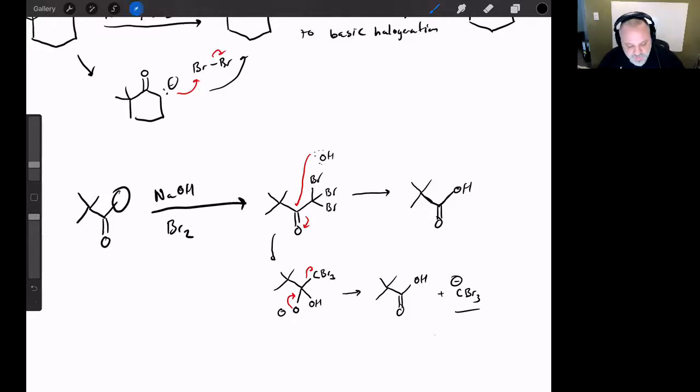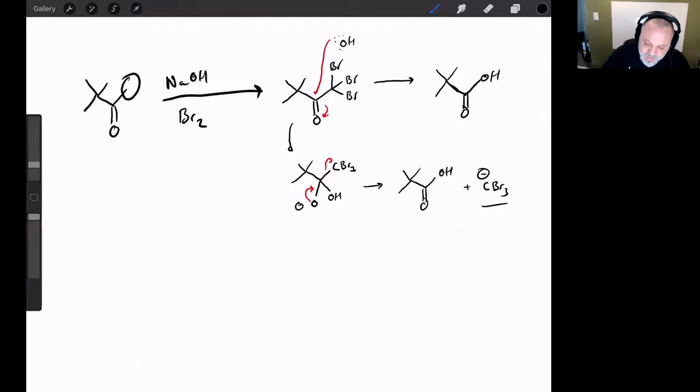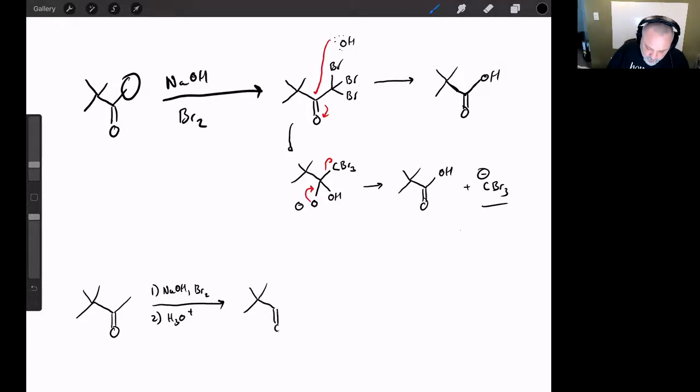And so while halogenation under basic conditions is not particularly useful for adding one halogen, it's better to do that under acidic conditions. We can use alpha halogenation as a two-step process with some acid workup to neutralize the CBr3 anion that's produced, to actually remove a carbon and create a carboxylic acid in the process. So there's the reaction that you should know. I want to make sure that's the one that we're focusing on.